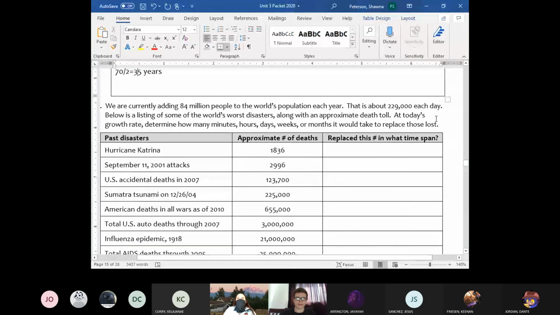All right, so we are currently adding 84 million people to the world's population each year. That is about 229,000 each day. Below is a listing of some of the world's worst disasters along with the approximate death toll. At today's growth rate, determine how many minutes, hours, days, weeks, or months it would take to replace those that are lost. So we lost just over 1,800 in Hurricane Katrina.